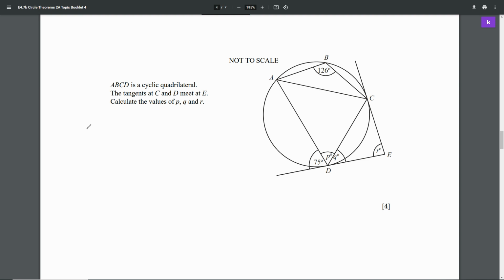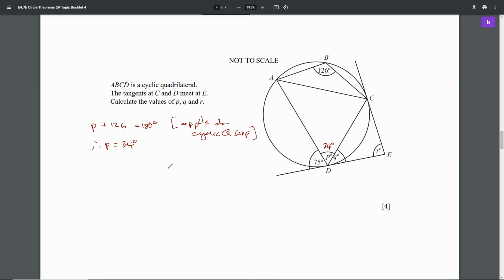The first thing I can calculate is that P plus 126 equals 180 degrees because opposite angles of the cyclic quadrilateral are supplementary. So therefore P will equal 34 degrees. And the moment you find an angle, it's good to just write it in the diagram.